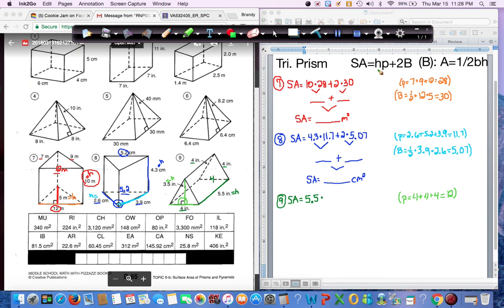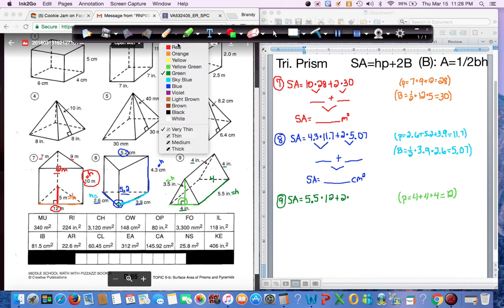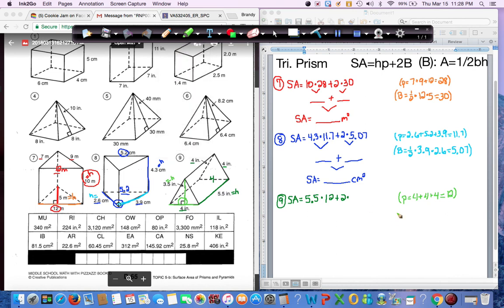So the height of the prism is 5.5, the perimeter is 12. So those two go together to figure out all the side pieces. For the base, we have 2 bases, so that's where our 2 comes from. And to do the base, we need to find the area of the triangle. So the area of the triangle is 1/2 times the base of just the triangle. So that's this 4 times the height of the triangle. Not the whole prism, just this triangle piece. So that's going to be our 3.5 right here.